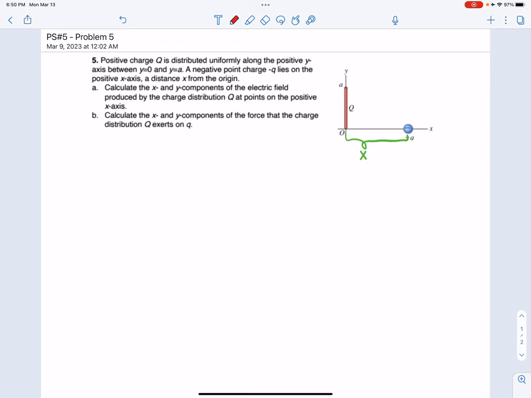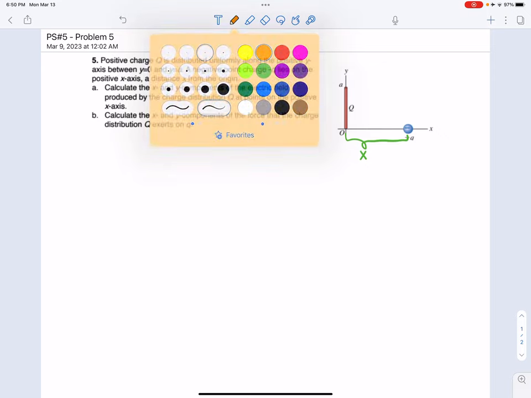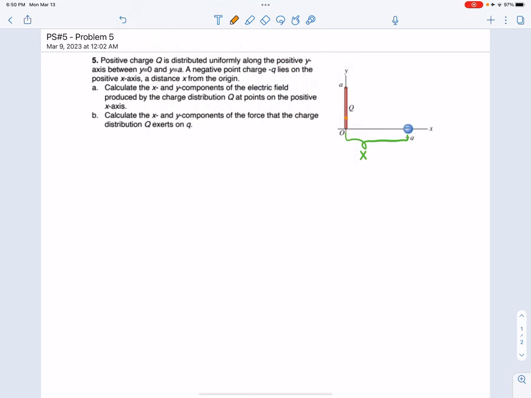So this rod is going to have infinitesimally small charges, right? I'll use a different color, maybe blue. It's going to have a charge here, a little tiny charge there, a little tiny charge here, a little tiny charge there, and so on and so forth. That will run all the way along this positively charged line, this line charge, from 0 all the way until it reaches a.